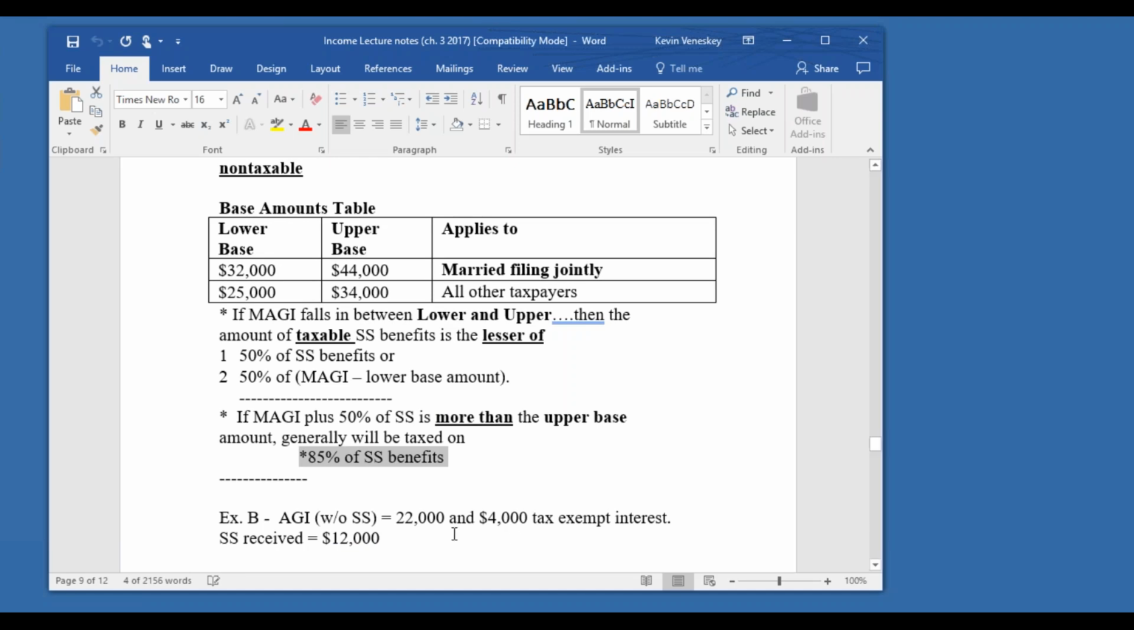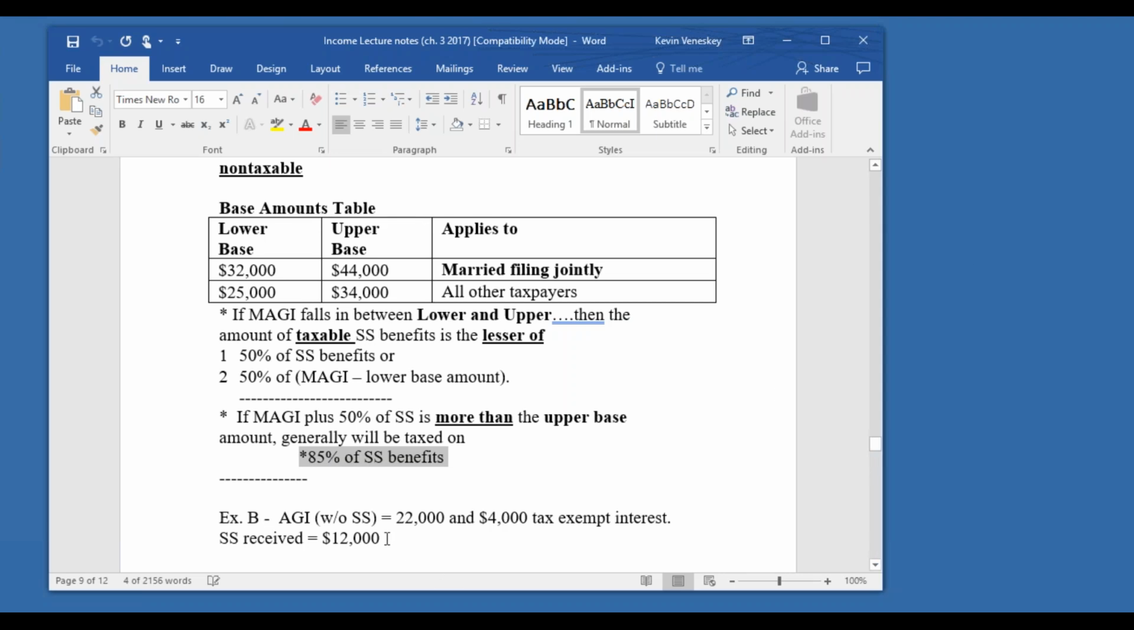So what that means is you don't pay 85% in tax. If you earned $1,000 in Social Security, they're going to put it on your tax return like you earned $850. So instead of putting all 100%, $1,000, they'll give you a tiny bit of a break and say we'll put on $850.